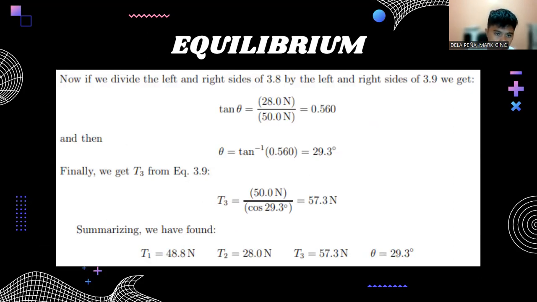Finally, we get T3 from equation 3.9, which is T3 equals 50 N over cosine 29.3 degrees, which is equal to 57.3 N. Summarizing, we have found T1, which is 48.8 N, T2, 28 N, T3, 57.3 N, and theta, which is 29.3 degrees.